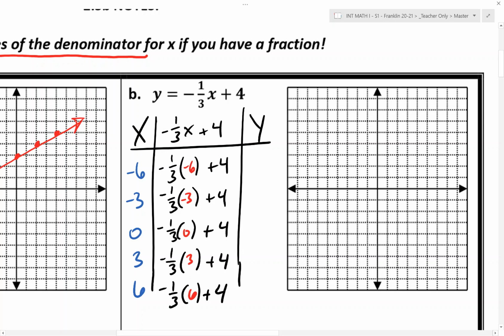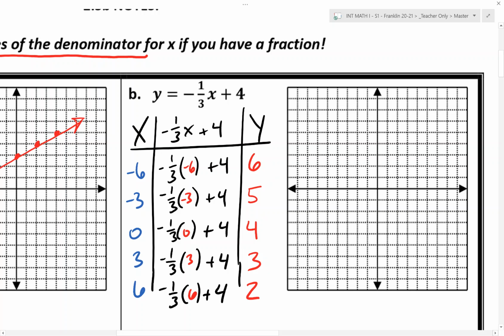So now we have to do -1/3 times -6. That's +2. 6 times 1 is 6, divided by 3 is 2. So +2 plus 4 is 6. -1/3 times -3 is +1, plus 4 is 5. -1/3 times 0 is 0, plus 4 is 4. -1/3 times 3 is -1, plus 4 is 3. And -1/3 times 6 is -2, plus 4 is 2. Again, you can see a pattern forming here on the y values.